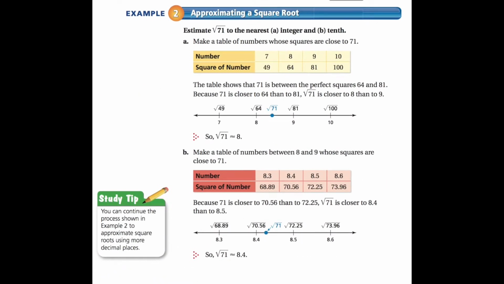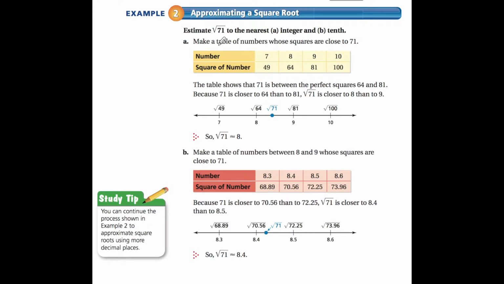Alright, example 2 wants us to approximate a square root. So we're just going to approximate a square root without using a calculator. So the first one they want us to do is to estimate the square root of 71. Well, 71 is not a perfect square, so we know it's not going to be a whole number or an integer. They want it to the nearest integer and tenth.